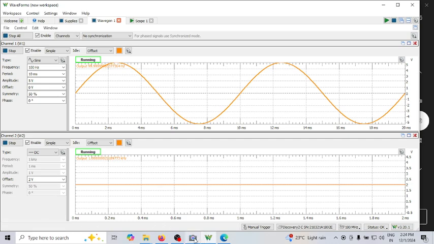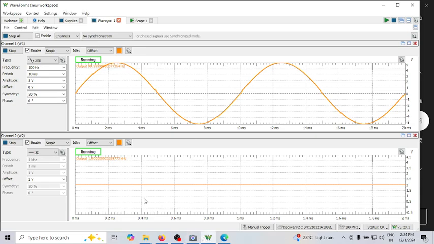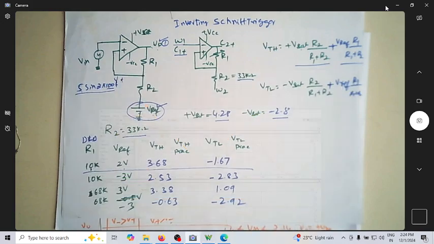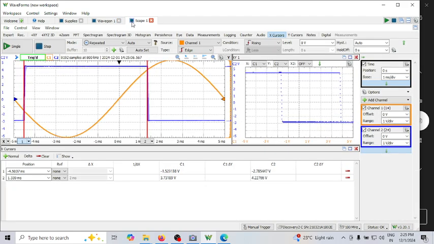This is as per my tabular column: 10K, V reference 2 volt. I should get VTH as 3.68 and VTL as minus 1.67. Let us see what the values are. This is my input voltage, this is my offset, that is V reference. Let me see what the output is. This is my scope. Let me run the scope. I've set cursor 1 for VTL and the second cursor for VTH. If I stop it, let me do one shot.